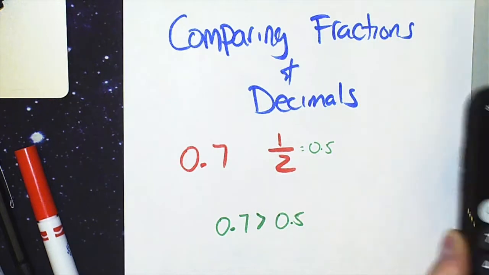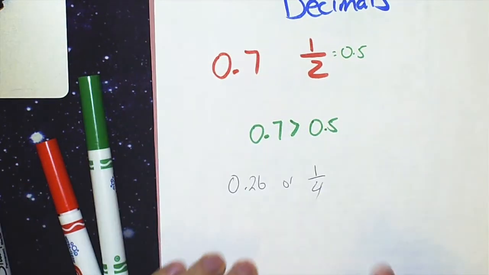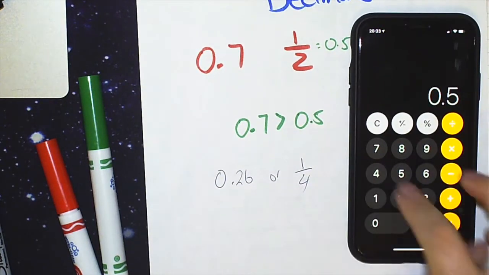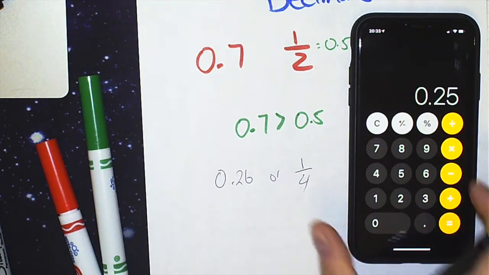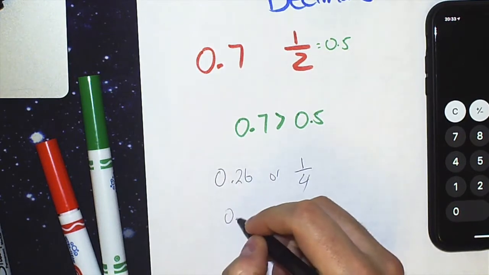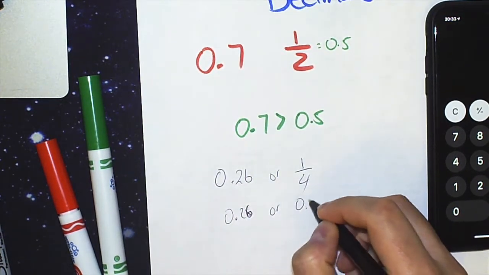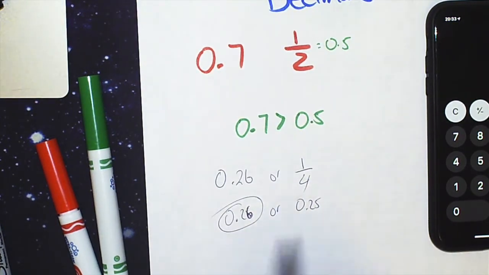So here's some more examples that I want you to look at today. Which is larger, 0.26 or 1/4? Again, you can take your calculator, 1 divided by 4 equals 0.25. So the question then becomes 0.26 or 0.25. And we know this one is larger because 26 is a larger number than 25.